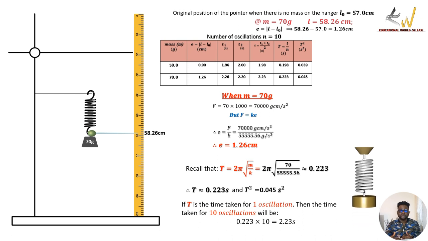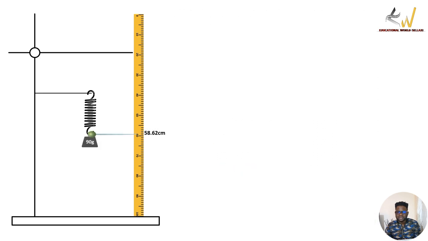This same procedure goes on and on for when the mass is 90, when the mass is 110, and when it is 130. So we are going to just see that through, okay? So that is that. So when the mass is now 90 grams, what happens? Remember our L naught. L naught is our reference point.